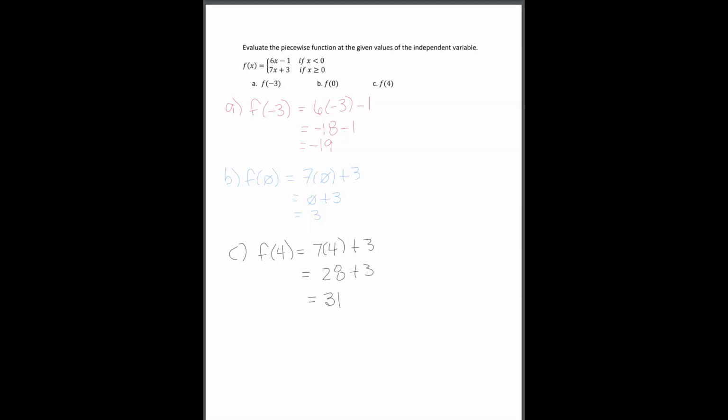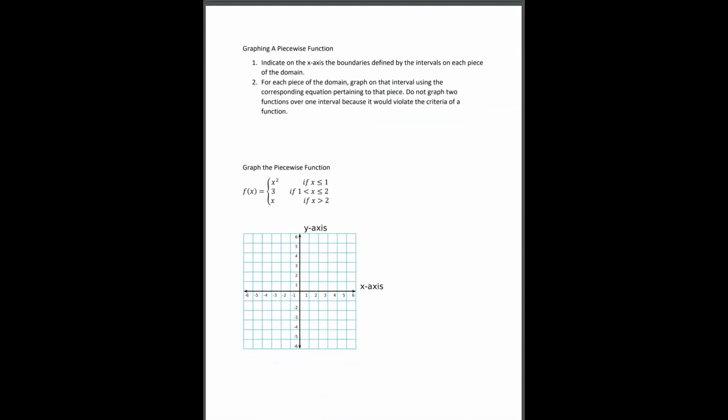Pretty simple. Now let's talk last about graphing a piecewise function. Ooh, snap. Easy on the finger, Shirley. There we go. All right, graphing a piecewise function. And this tells us how to do it. I know you guys can read this, but this is where I get paid the big bucks, so I'm going to do it.